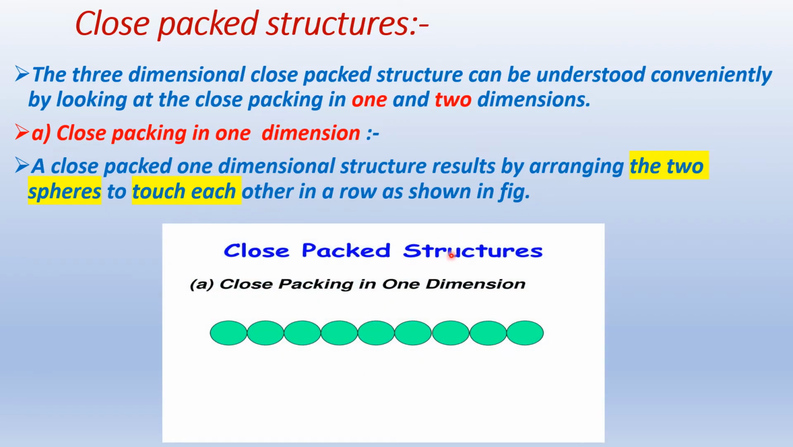This close pack structure's simple figure is there, that is close packing in one dimension. Here, the one sphere and the second sphere are attached to each other. See, first, second, first, second. That type of one dimensional array is arranged with spheres attached to each other. That is the simple concept.